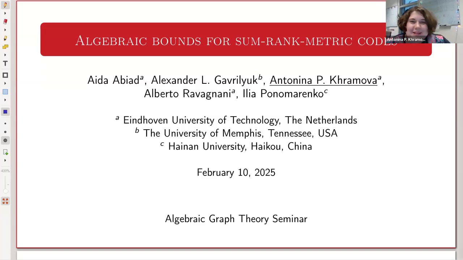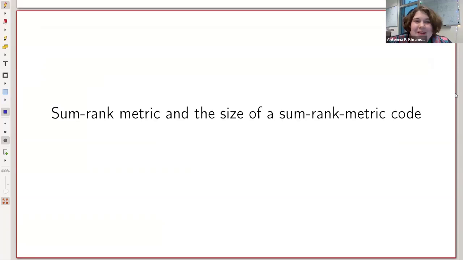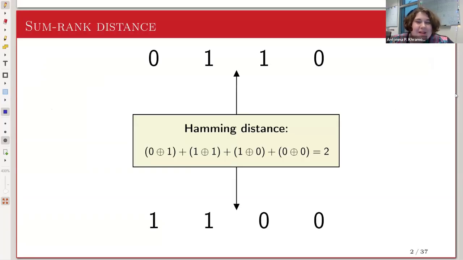Yes, thank you for the introduction. So yes, my title is Algebraic Bounds for some rank metric codes. There's a code in the title, so this gives a clue that it will be a coding theory related talk. So at the start, I assume that most people are familiar with the Hamming metric, which is a metric space defined on vectors over a finite field.